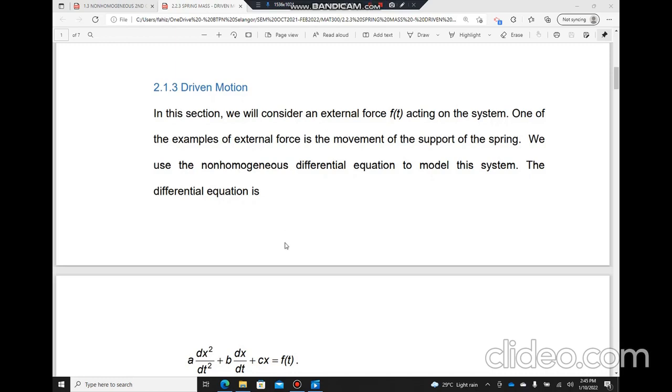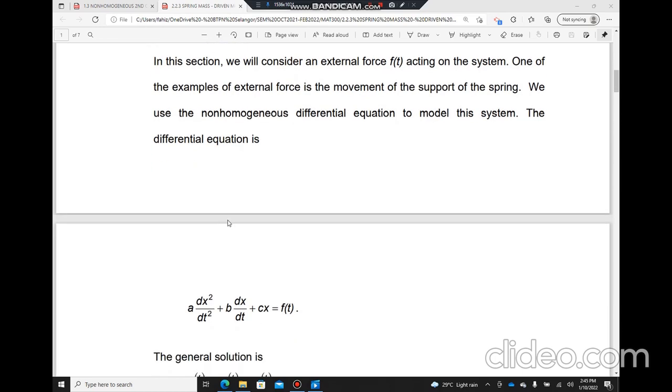Okay, so we continue with driven motion. In this section, we will consider an external force acting on the system. One of the examples of external force is the movement of the support of the spring. We use the non-homogeneous differential equation to model this system.